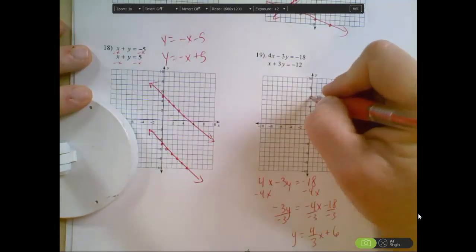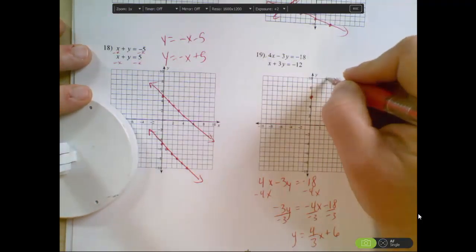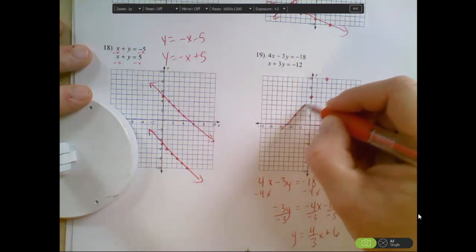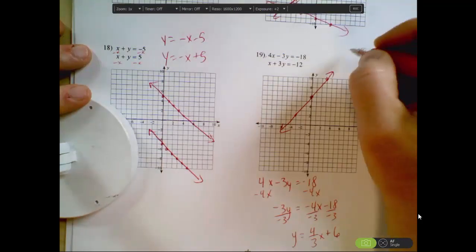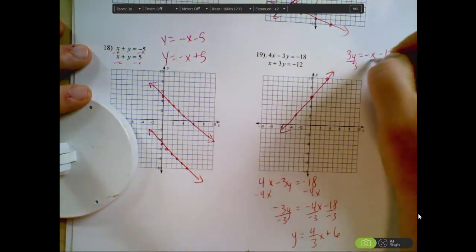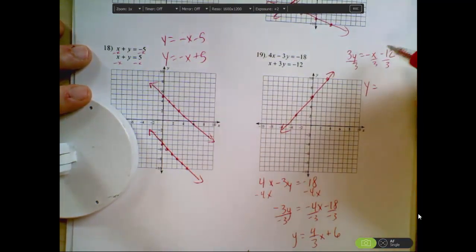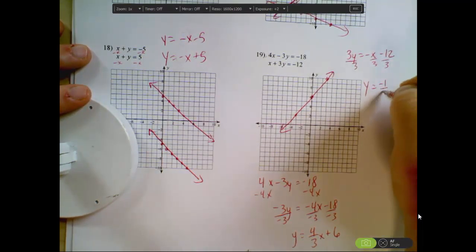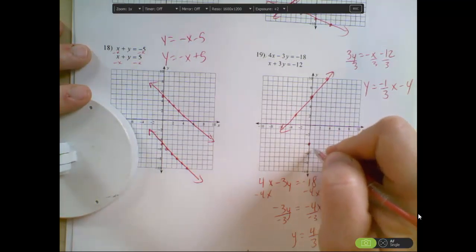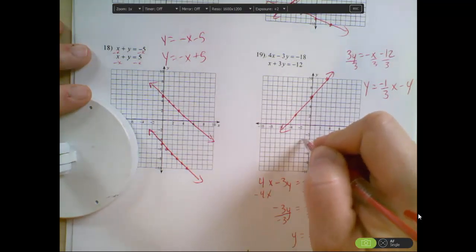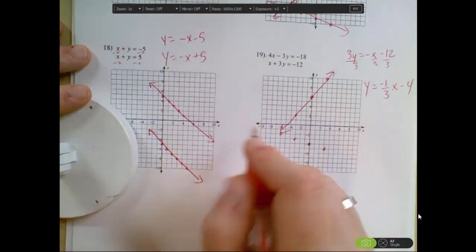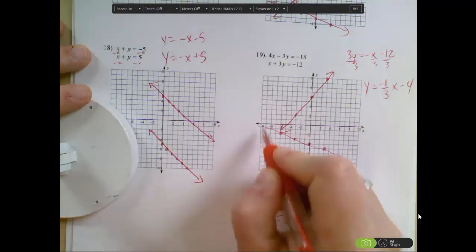So I start up at 6. I go up 4 over 3, and then I'm going to go down 4 to the left 3 to extend my line. So it looks like this. For this one, I'm going to subtract x and divide by 3. Remember, when you divide x by 3, you get -1/3 x, and -12 divided by 3 is -4. Down 1 over 3. I'm going to go this way so that I can see where the lines cross. And it looks like they're going to cross at -6, -2.